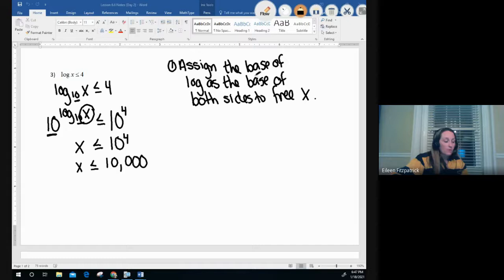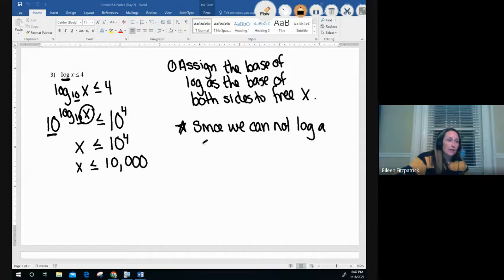Now, for this problem, we do need to restrict our answer, okay? And the reason is this is a log problem. What do I keep telling you? You can't log a negative, okay? So since we cannot log a negative, make sure to restrict answers if needed.